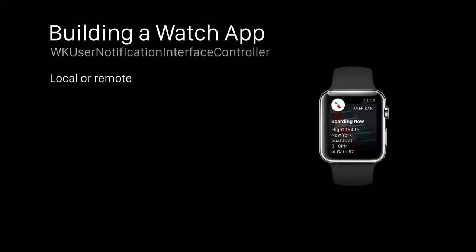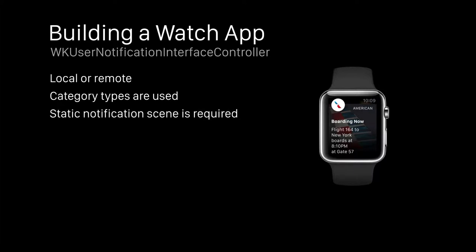Notifications can be local or remote, and you can use callbacks in the interface controller subclass to respond to each type. Notification category types are used as the basis to provide a different customized UI per type of notification. This category is passed in the notification payload, and you can set the category on each notification entry point in your storyboard.